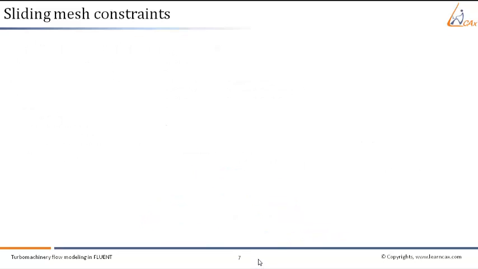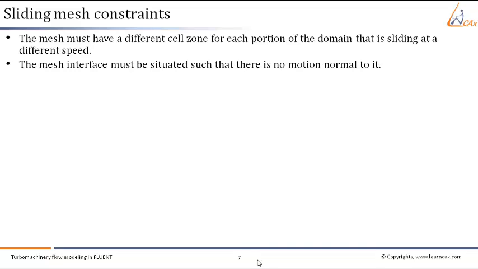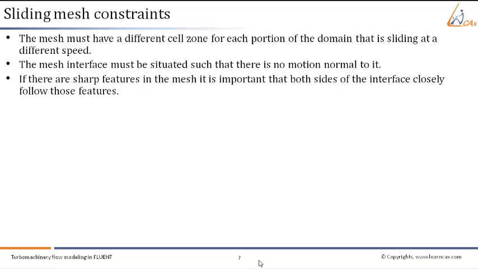Now, after we have seen the theory and basic concepts of the dynamic mesh model and the sliding mesh model, let us look at the constraints of the sliding and the dynamic mesh models. The mesh must have a different cell zone for each portion of the domain that is sliding at a different speed. The mesh interface must be situated such that there is no motion normal to it. The mesh interface can be of any shape provided that the two interface boundaries are based on the same geometry.